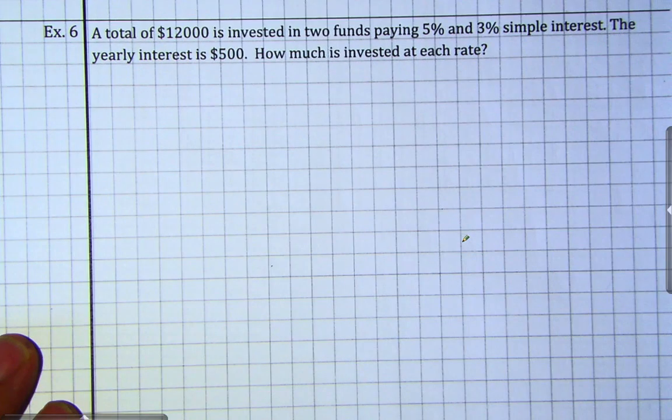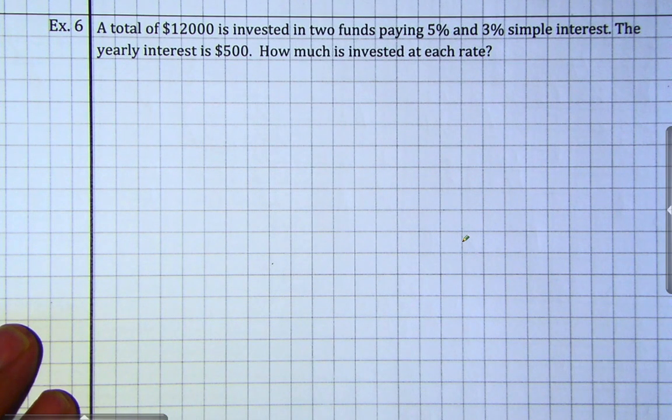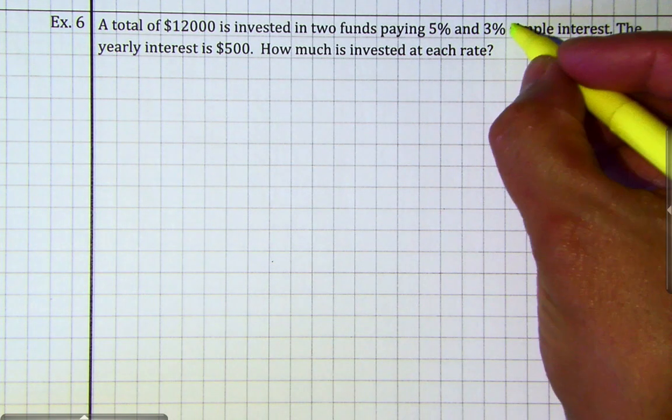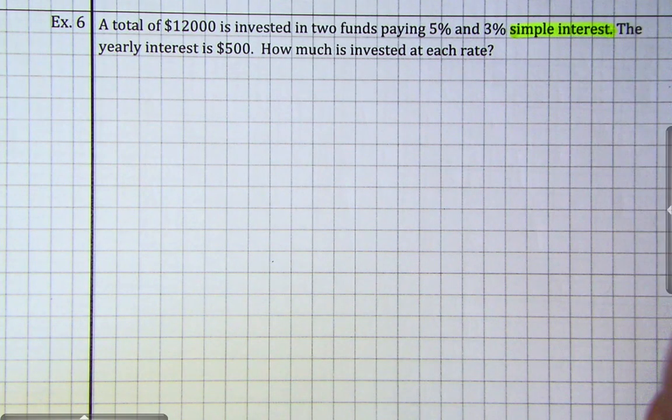Example number 6. Go and write it down, and we'll start once you are ready. Go and pause it. So a total of $12,000 is invested in 2 funds. One of them is paying 5% interest, and the other one is 3% simple interest. If you remember, we talked about simple interest briefly, and we also talked about compound interest.